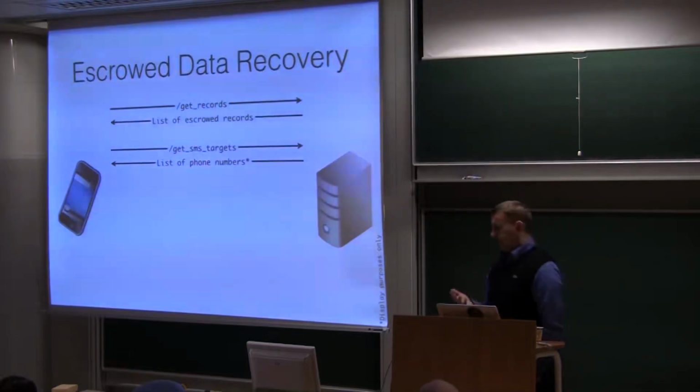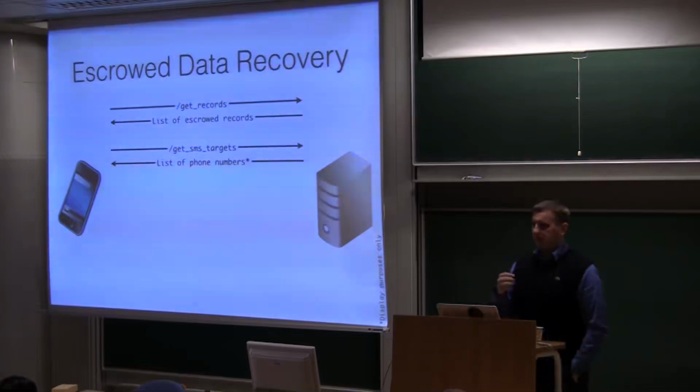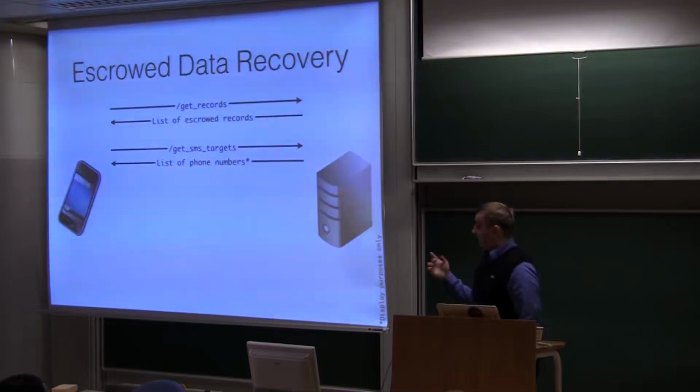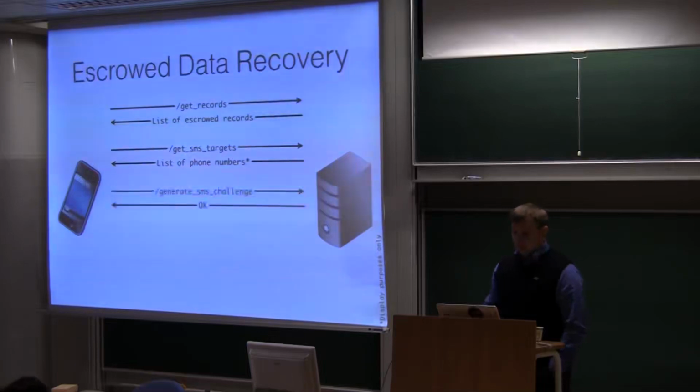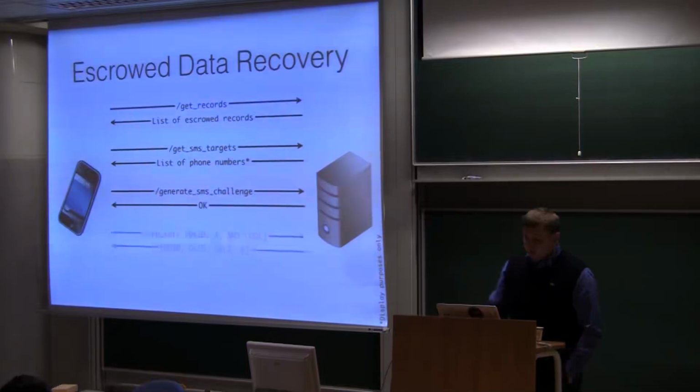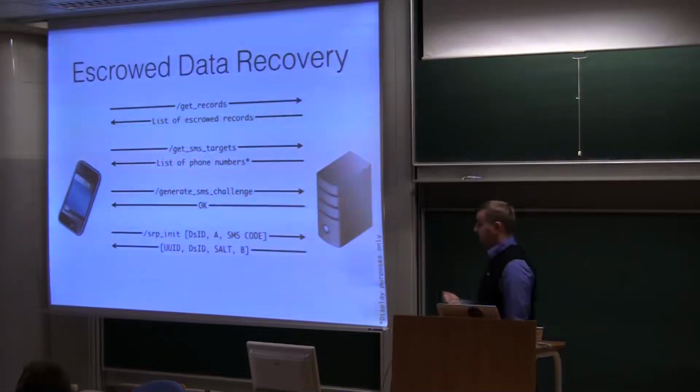So the device will show you a notification something like, we have sent you an SMS to number blah blah blah, please enter the SMS code. The device will not send this number back. It will not let the user select the phone number to send a challenge to. Next, the device requests that the SMS challenge be sent. And once the user enters that SMS challenge into the device, it initiates the SRP protocol.